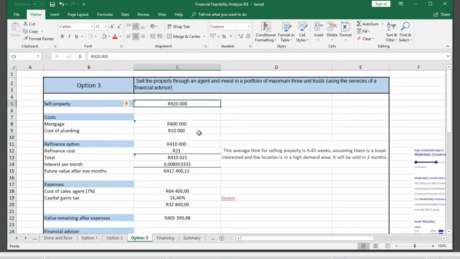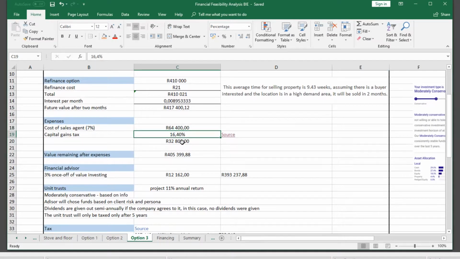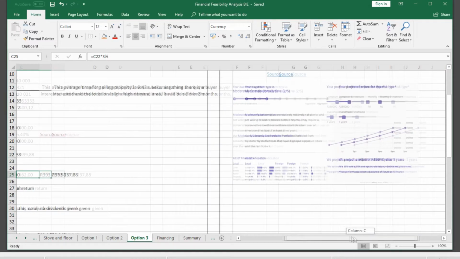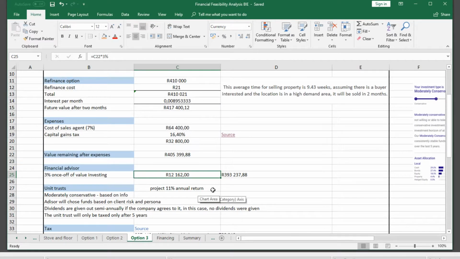So we will also have to take into consideration the refinance cost and the interest on those expenses that we have spent on. Other expenses include the cost of the sales agent and the capital gains tax, and then we will be left with a value that we could invest in a unit trust. The financial advisor will then take 3% initially from this value, and then he will determine what type of risk profile the client best suits. In her case, she is moderately conservative, in which she will get 11% annual return.